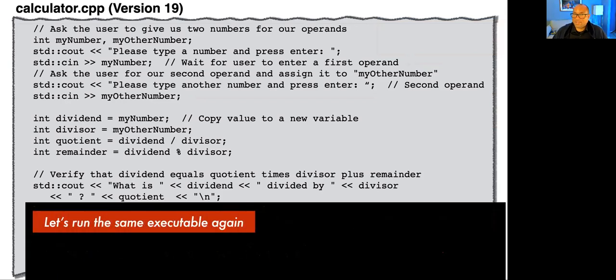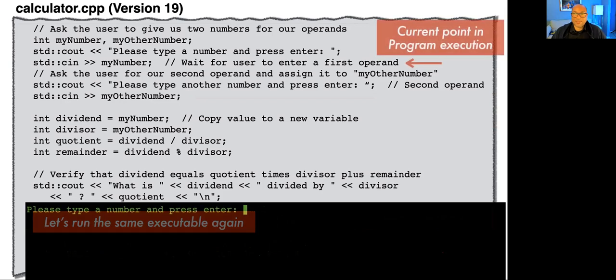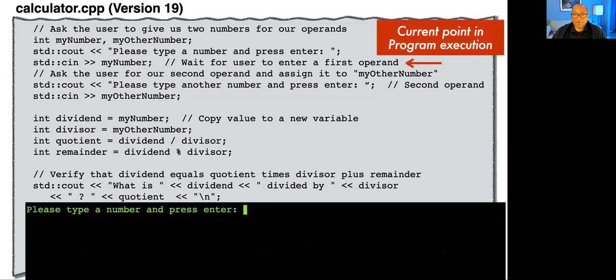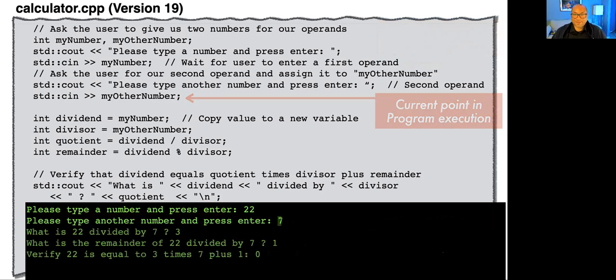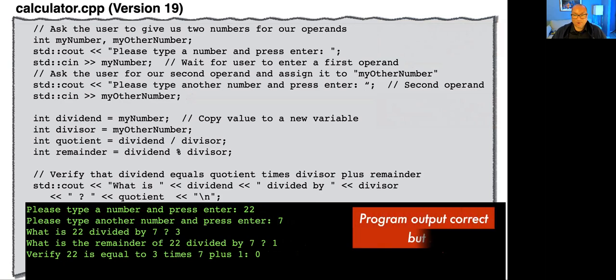Let's try this again, but let's use different numbers. We're asking the user for a number, and this time I'm going to enter 22. And now I'm going to enter another number, and I'm going to say 7. The program output is correct, looks great. We can try this for more and more numbers.